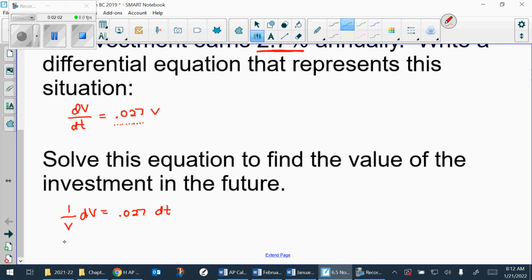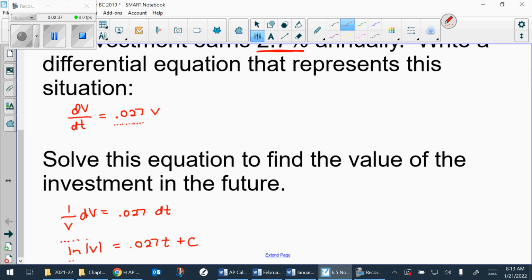So the antiderivative of our left side over here is going to be the natural log of the absolute value of the value, equals 0.027 times t. And then we have to have plus c. Since we aren't given an initial value, we're not going to be able to figure out what c is. But let's see now. We want to solve for v. We want to know the value of the investment in the future.